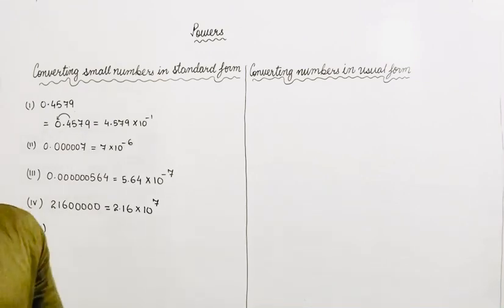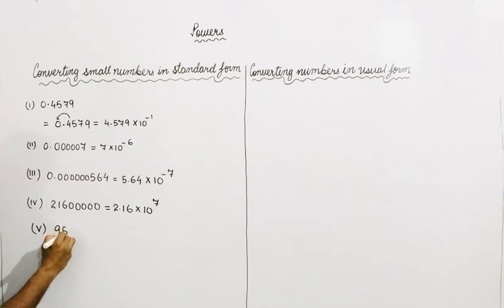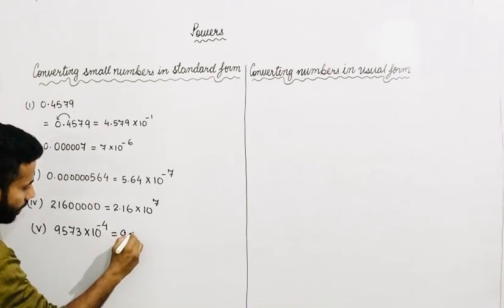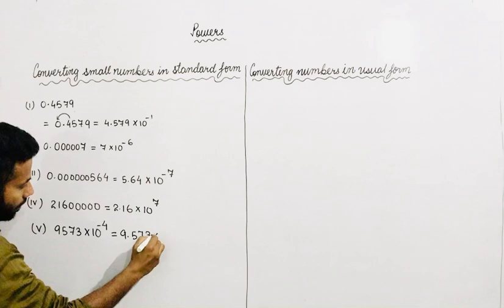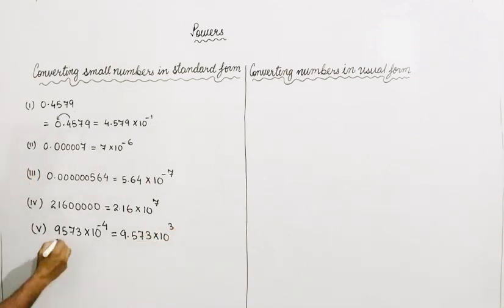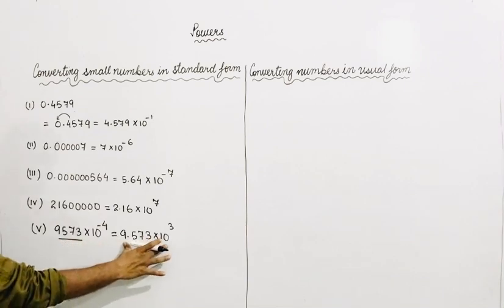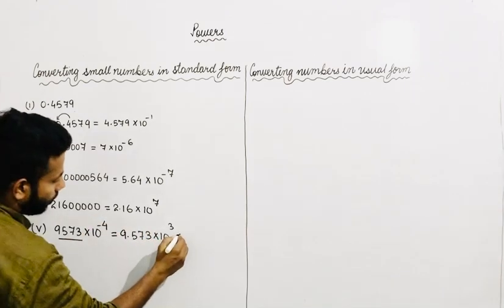Fifth, 9573 into 10 to the power minus 4. Now look, since there is no decimal in the number, we can write it as 9.573 into 10 to the power 3, like the one we have done. We have taken the decimal after 9. How many numbers were after the decimal? There are 3. So 9.573 into 10 to the power 3. So this number is written in this form. Now the remaining part is 10 to the power minus 4.